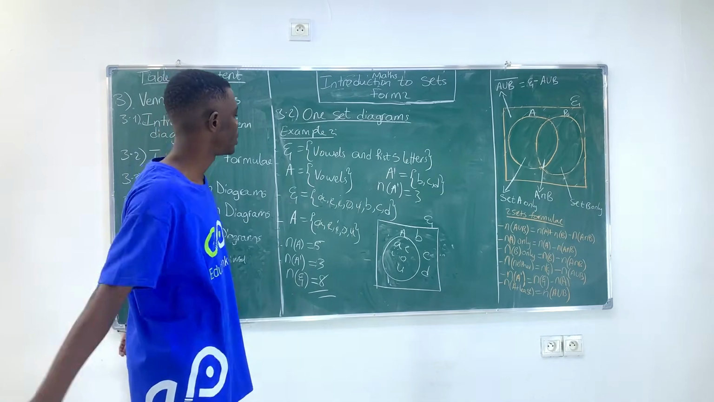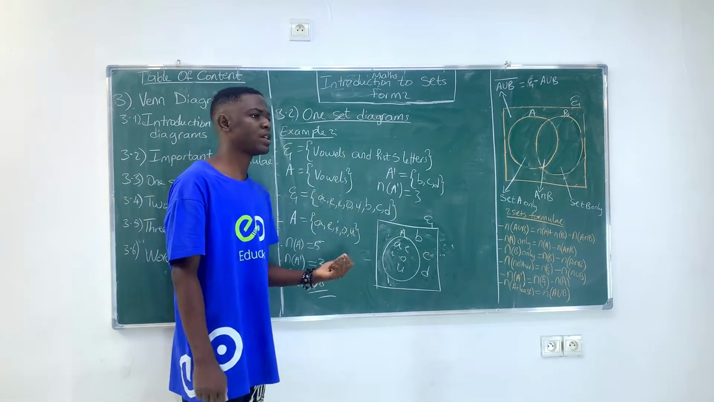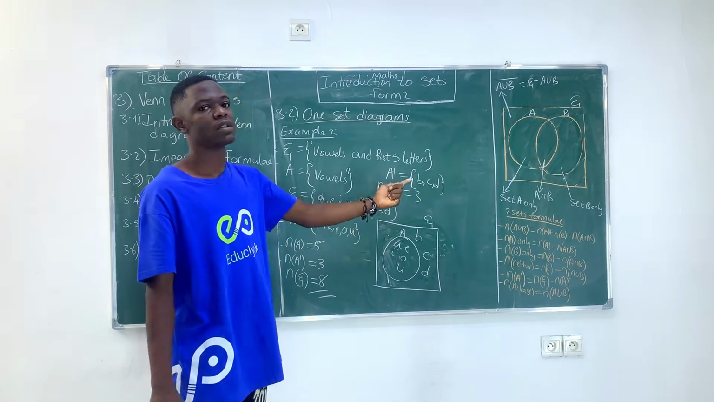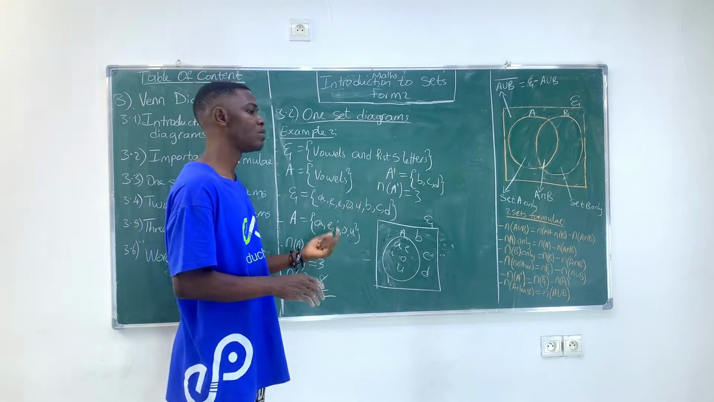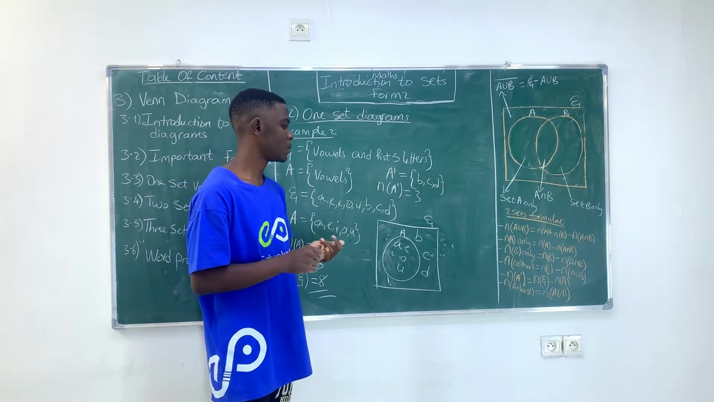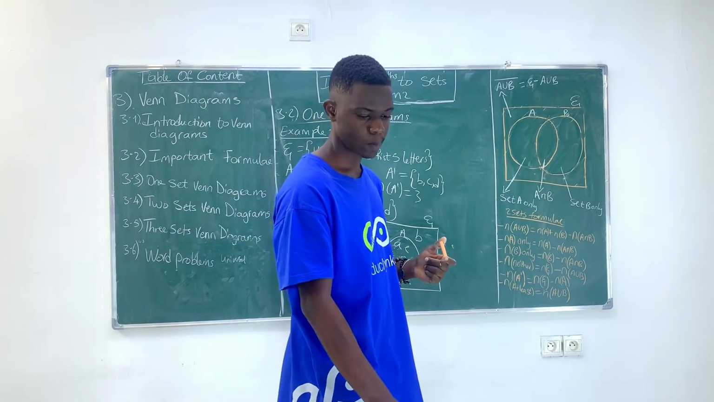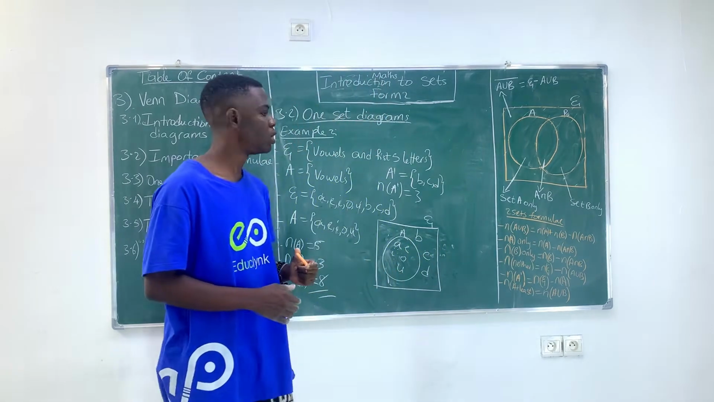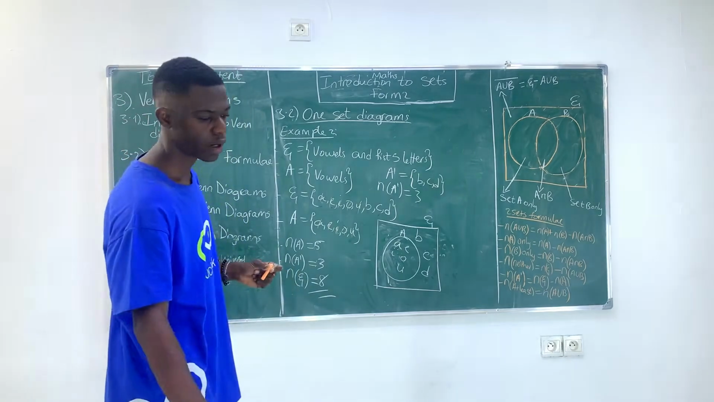So you should make sure that you don't have the same values two times. Because when the same vowels, you have A, E, I, O, U. When you say first five letters, you still have A and E, but you don't write it twice. If you have already written it, you don't write it again, you go to the next. That is all. Let's now go to two set Venn diagrams.